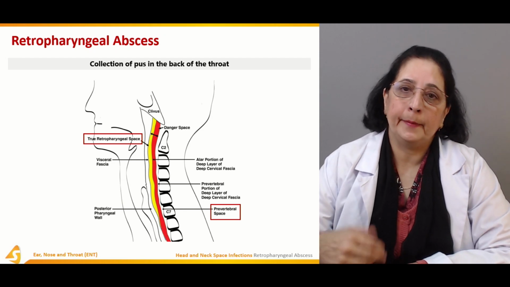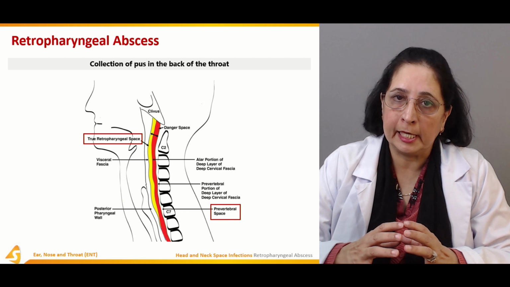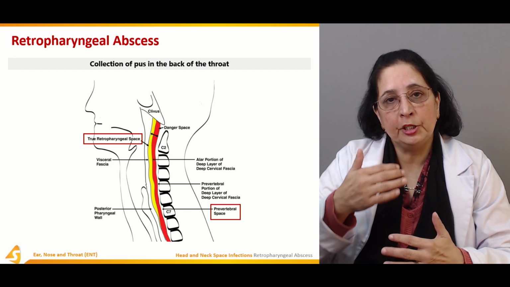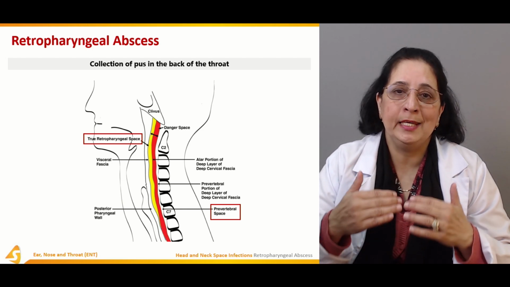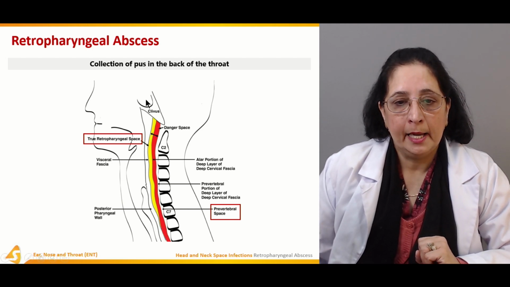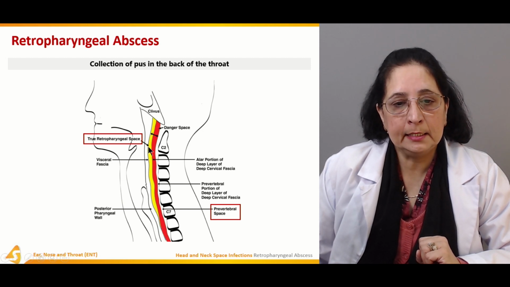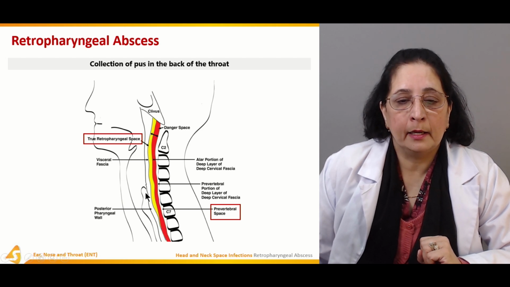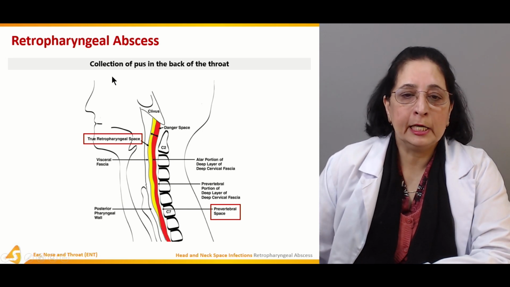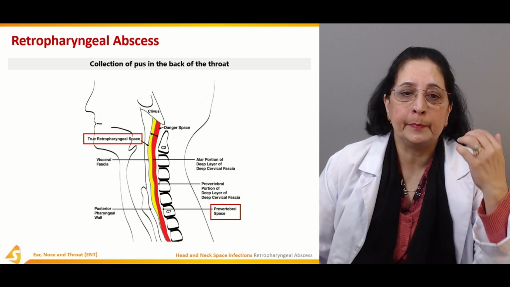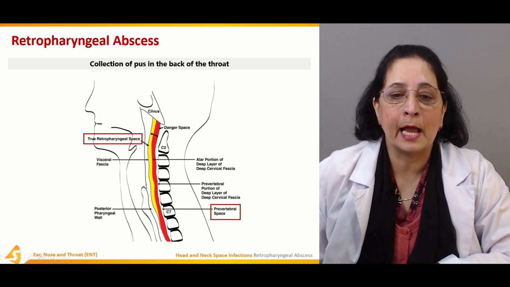So retropharyngeal abscess, if you remember in the beginning of the lecture, we saw the retropharyngeal space, which is just behind the pharyngeal mucosal surface. Retro means back, behind, so the back space is the retropharyngeal space. Here in this diagram, if you see, this is the retropharyngeal space behind the pharynx. Collection of pus in the back of the throat in the retropharyngeal space is the retropharyngeal abscess.